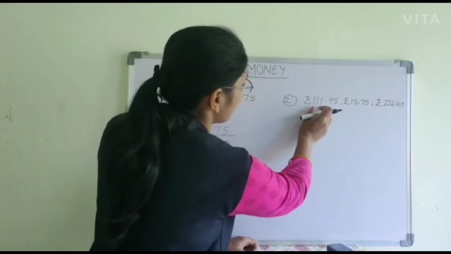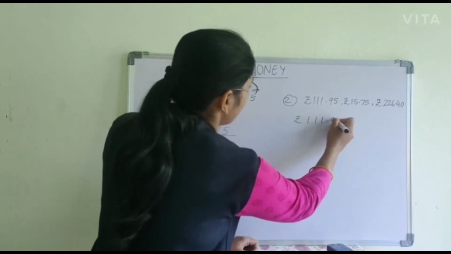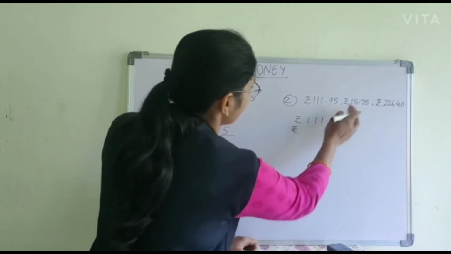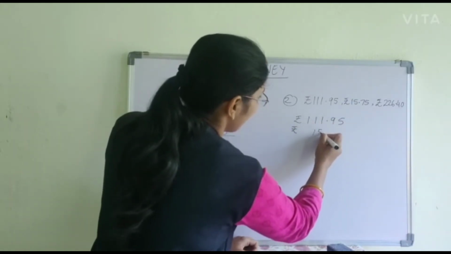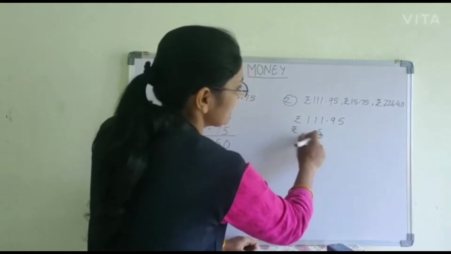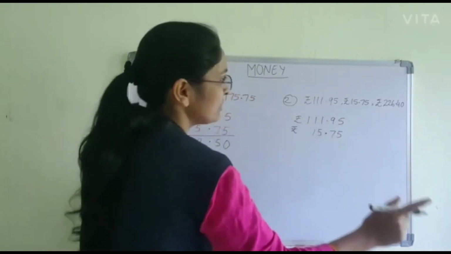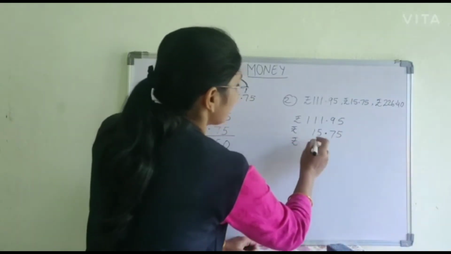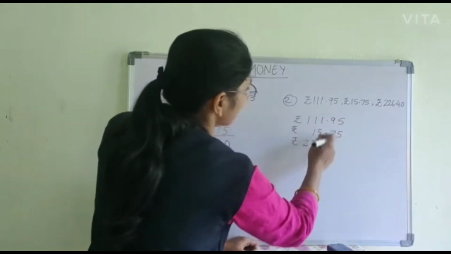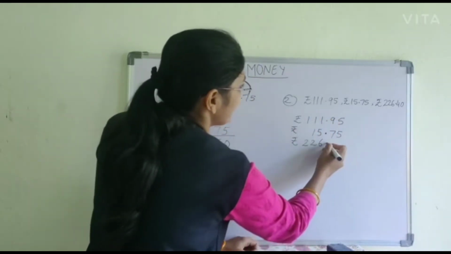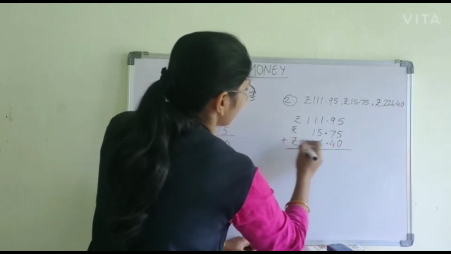Now this second question. This is 3-digit: rupees 111.95. The second one is rupees 15, which is 2-digit, so satisfy the place. This is 15, so here the 100's place is 0. Then the decimal 75. The decimal should come below the decimal. It's a very important thing. Now the third one is 226. See the place: 1's place, 10's place and 100's place. The decimal is 40.